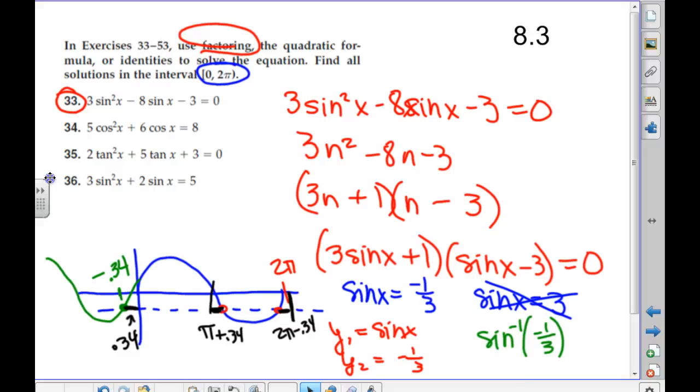Yeah, absolutely. It does factor. You have to get it equal to 0 first, and then I think it factors. 5x squared plus 9.